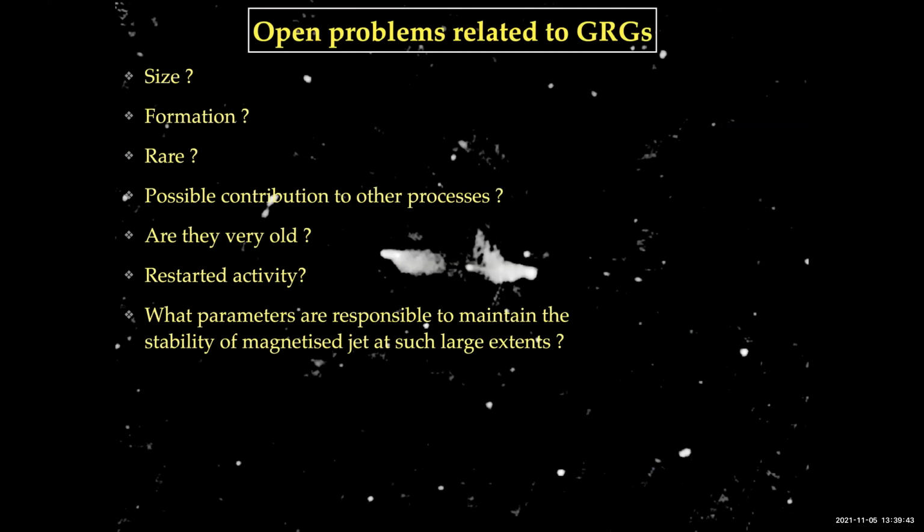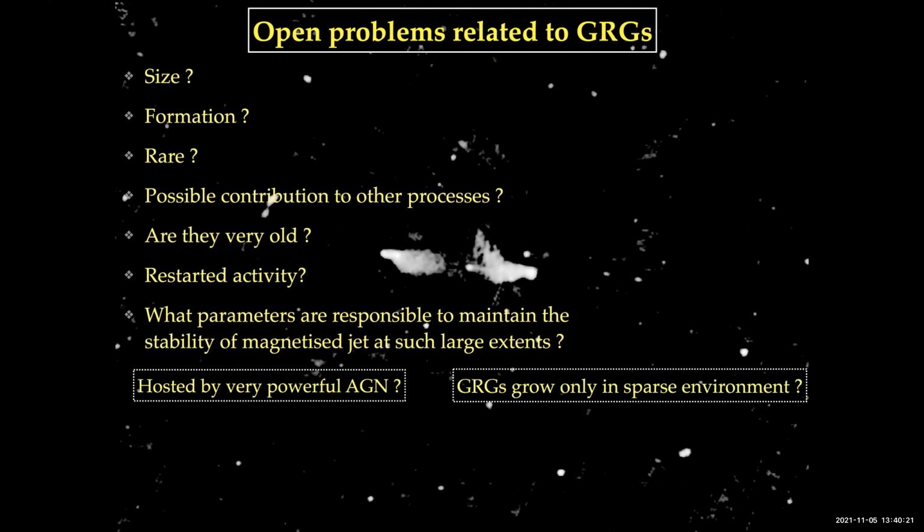So what are the open problems for giant radio galaxies? We are trying to understand why they are so big, how they are formed, how rare they are, and how they contribute to other surrounding processes. Are they just the older counterpart of radio galaxies? Is recurrent AGN activity responsible for their sizes? How are their jets magnetized and stable over such a long range? Do they host very powerful AGN which is responsible for this, or is it just that they grow in a sparser environment, or is it a combination of both?